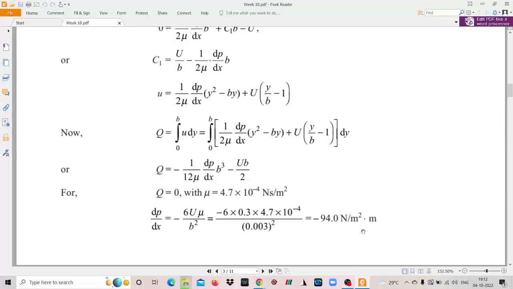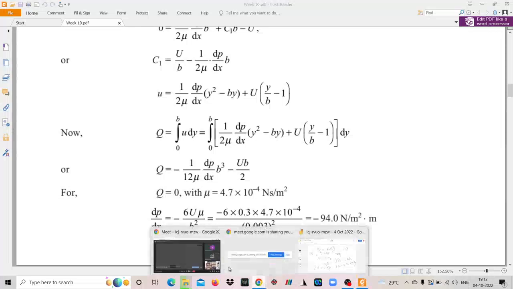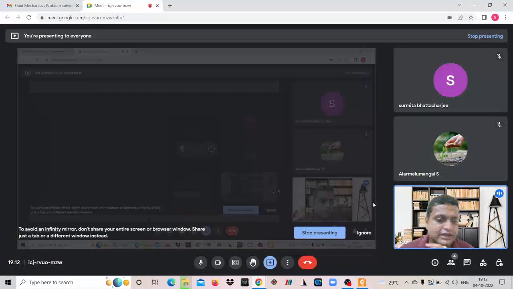So this is the first problem that we have seen, which is directly related to the application of the Navier-Stokes equation. I hope this problem is clear. In case of any doubt, you can ask.